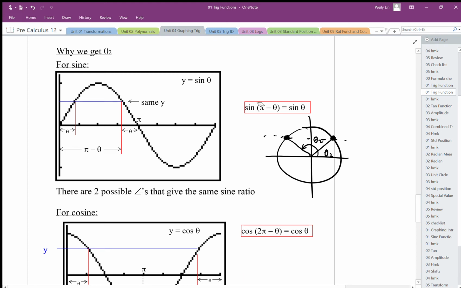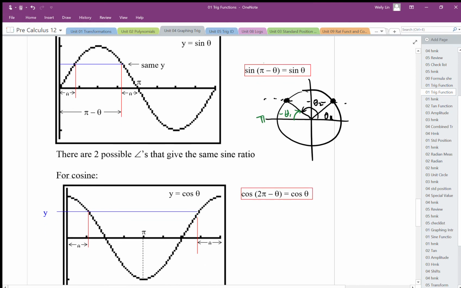And we had that formula we use when we calculate theta 2. If theta 1 is this angle here, we can just go backwards the same amount from pi. So we start at pi and go backwards, pi minus theta 1. Theta 1 and pi minus theta 1 give us the same sine value. So there's our connection: we have our standard position, we have our trig function, and we have what we call an identity. We can show it in that way.